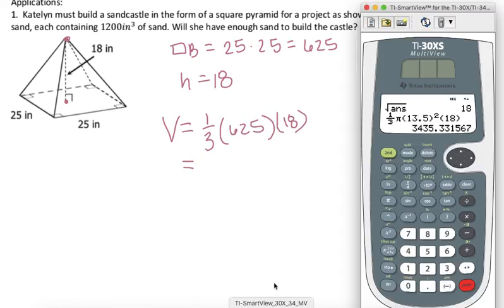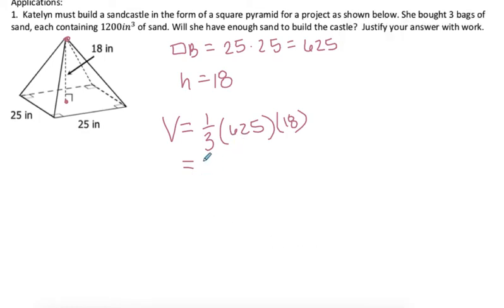All right, so calculator, help me out here. We have 1/3, area of the base, 625, and times the height of the pyramid, 18. So 3,750. All right, so this is how much sand she needs. She needs 3,750 inches cubed.